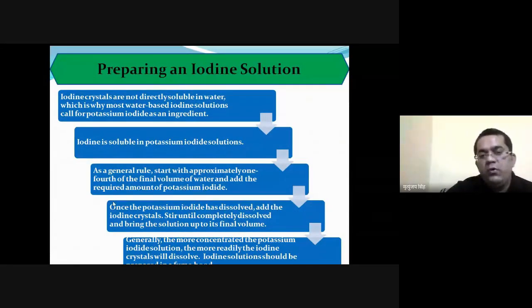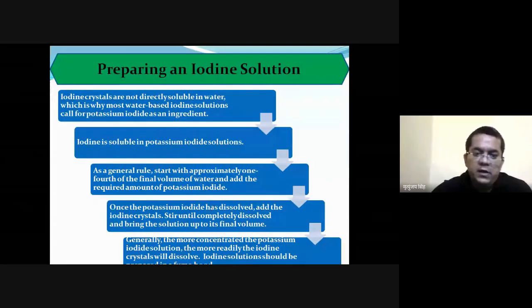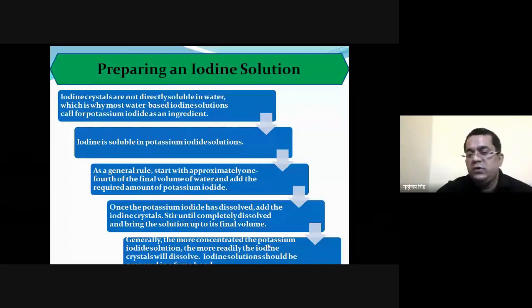As a general rule, start with approximately 1/4 of the final volume of water and add the required amount of potassium iodide. Once the potassium iodide has dissolved, add the iodine crystals, stir until completely dissolved and bring the solution up to its final volume. Generally, the more concentrated the potassium iodide solution, the more readily iodine crystals will dissolve. Iodine solutions should be prepared in a fume hood.